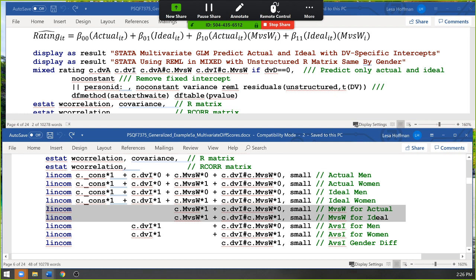The gender difference is given directly by the model for actual. And if you want to know what the gender difference would be for ideal, you have to start with the gender difference for actual and add to it the interaction term that allows the gender difference to differ between ideal and actual.